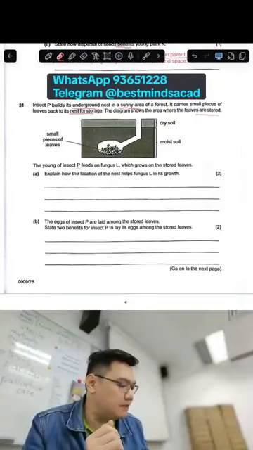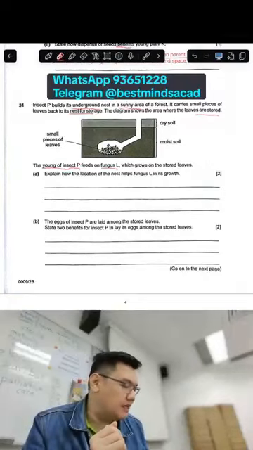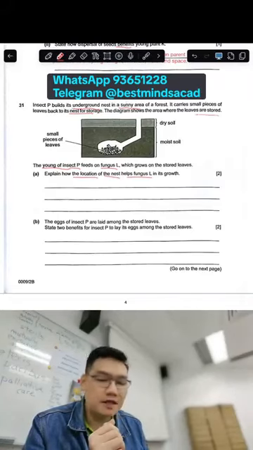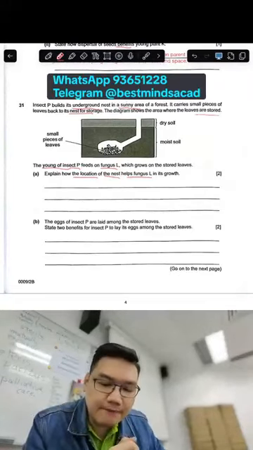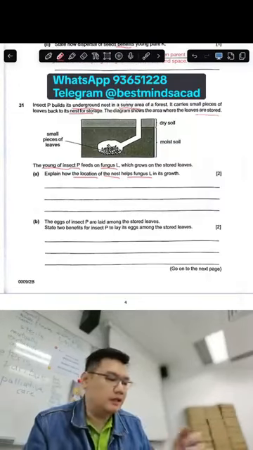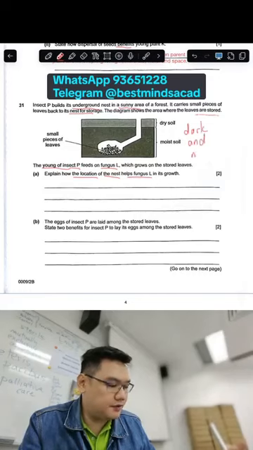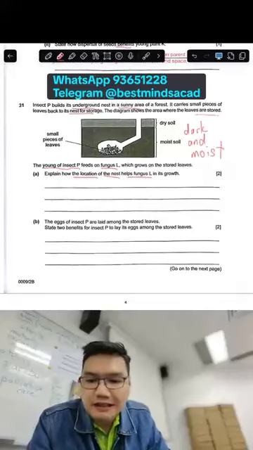The young of insect P feed on fungus, which grow on the stored leaves. So what does fungus like? Explain how the location of the nest helps the fungus in its growth. Now, what are the conditions that fungus like to grow in? Anyone knows? It's called dark and moist. They love dark and moist conditions.